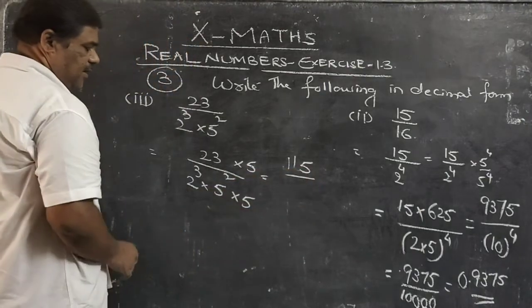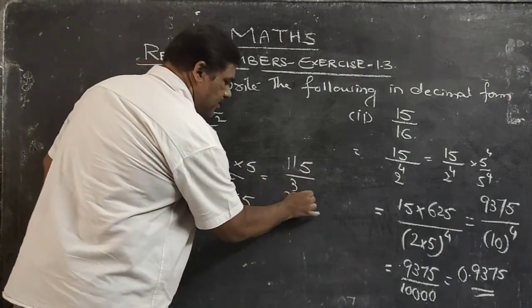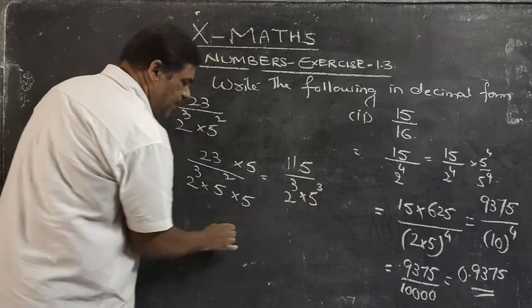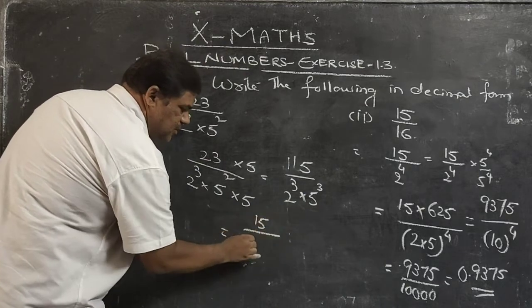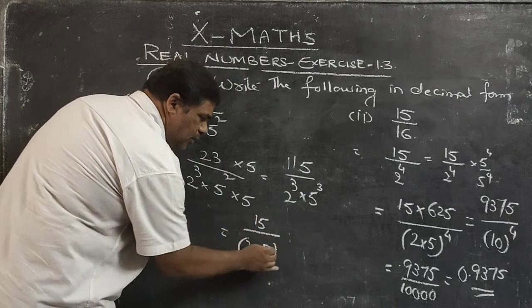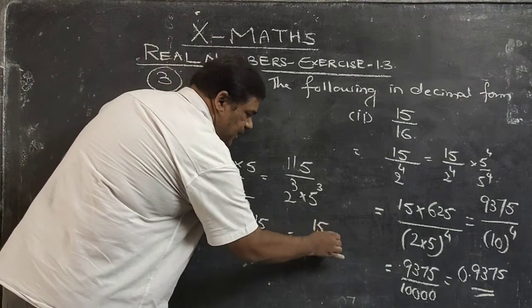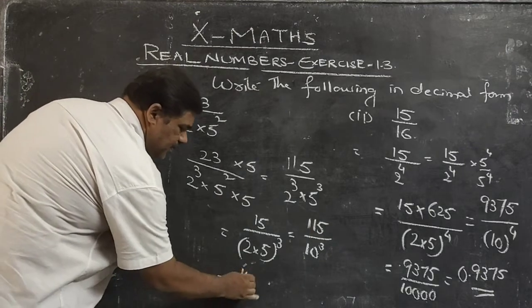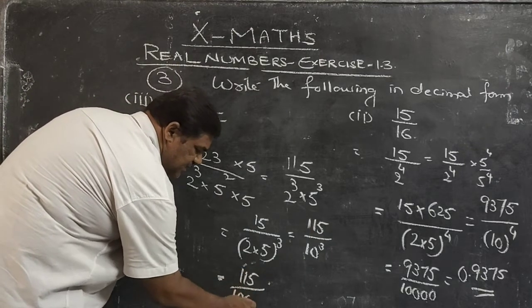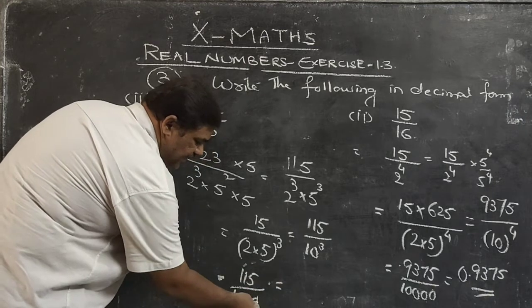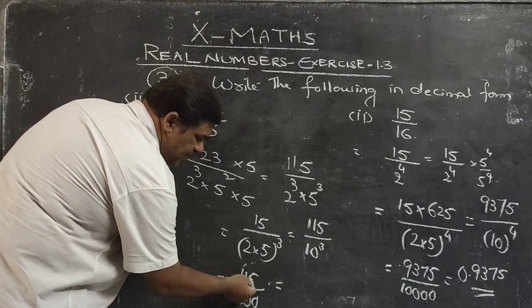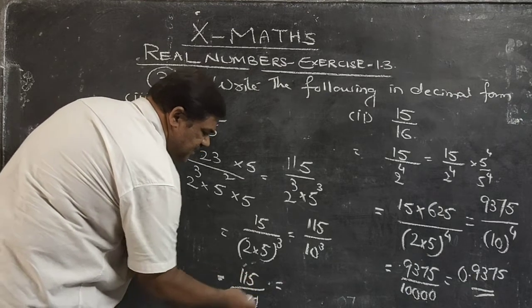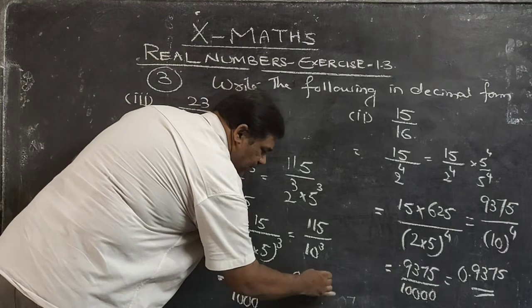So it is 115. Here 2 cube into 5 square into 5 will become 5 cube. Now 2 and 5 both have the same power, so you can write 2 into 5 whole cube. So it is 115 by 10 cube. 10 cube means it is 1000. If the denominator contains 3 zeros, then in the numerator you have to keep the point after 3 digits from the left side. That is 0.115, the answer.